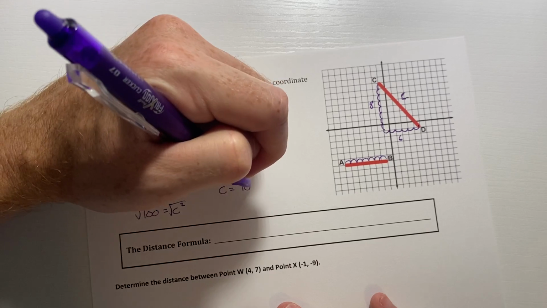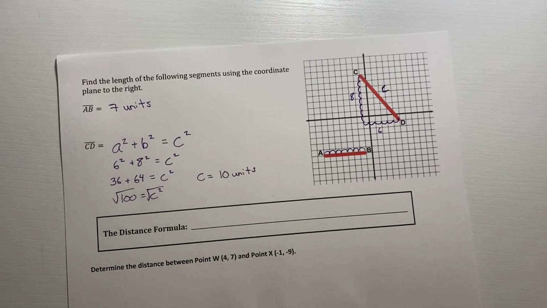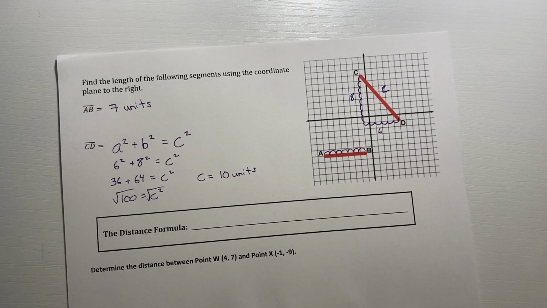So I know the length between C, D is 10 units long. All right, so Pythagorean theorem, super useful. You can definitely use it when you're finding the midpoint, the distance between 2 points. However, when my numbers start to get really large, it kind of gets a little sloppy.